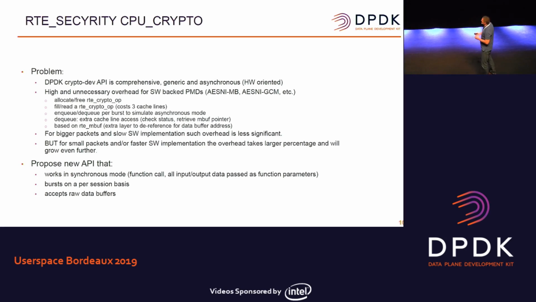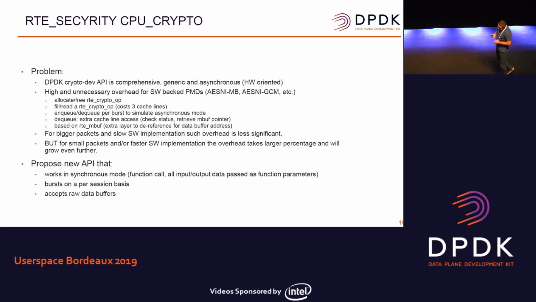So basically, I listed all the things that you have to do, and for a CPU-based crypto device, you just don't need them. All you need to do is basically call a function, right? That's it. So based on that, we propose, in addition to existing APIs, an API that would work in synchronous mode, just a function call, where all input-output data are passed as function parameters.